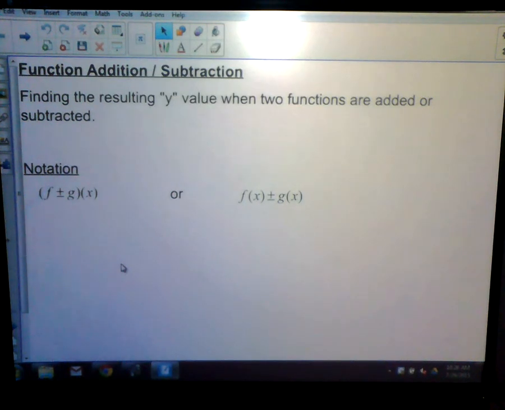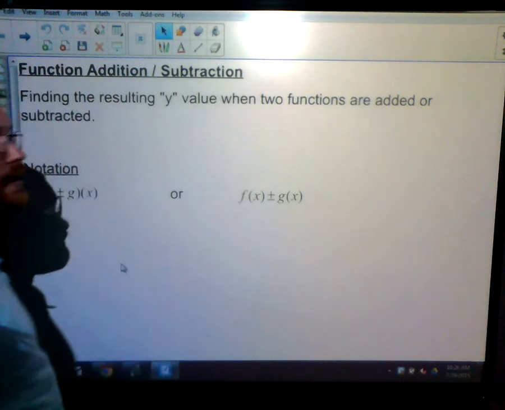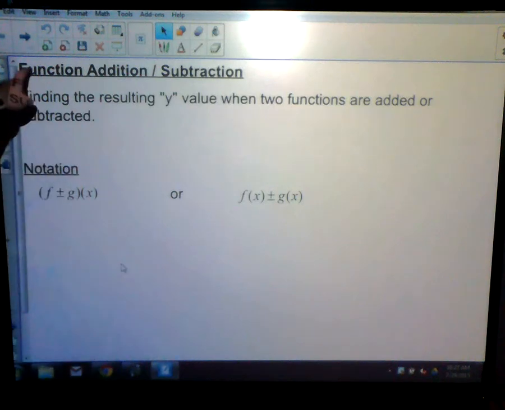So there's two ways to write this. I could do f plus g of x. That does not mean f plus g times x. That's f plus g of x. Or I could write it as f of x plus g of x. This is really easy, so let's try some.